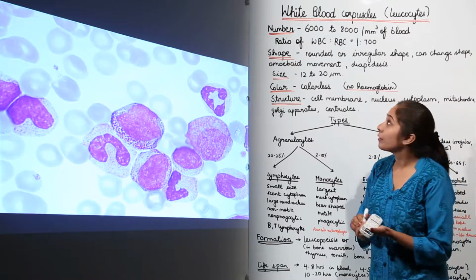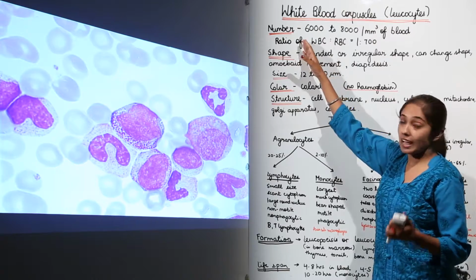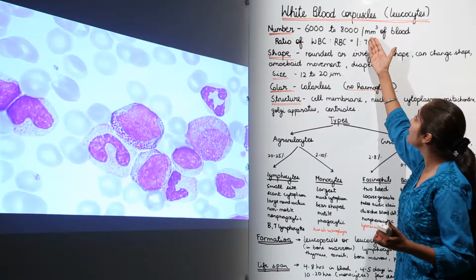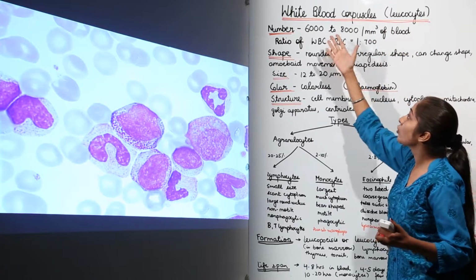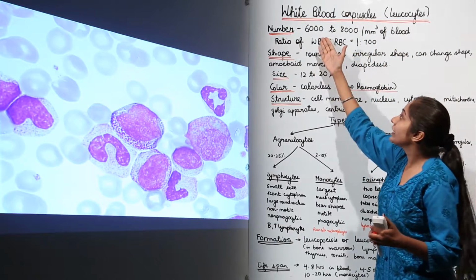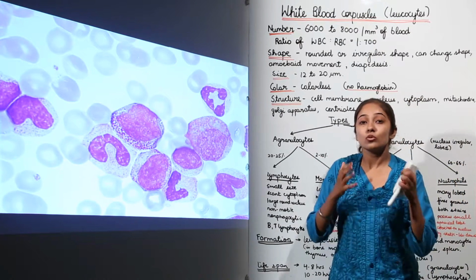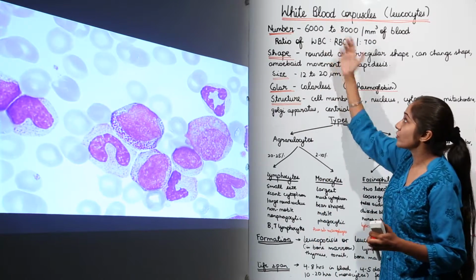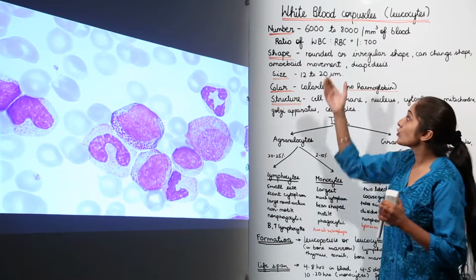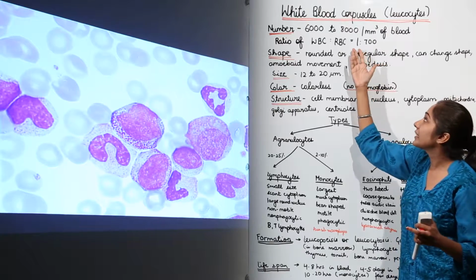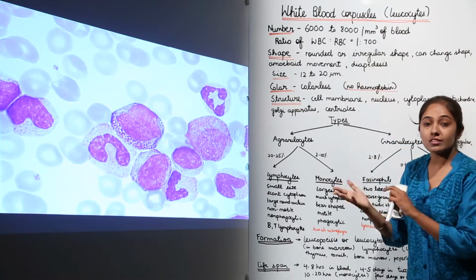And when we discuss the number of white blood corpuscles, the leukocytes, they are around 6,000 to 8,000 per millimeter cube of the blood. So this is the total leukocyte count. It varies from person to person. As compared to red blood corpuscles, the leukocyte count is quite less, as you can see. If we want to give the ratio of WBCs to RBCs, it is approximately 1:700. So this is the ratio.